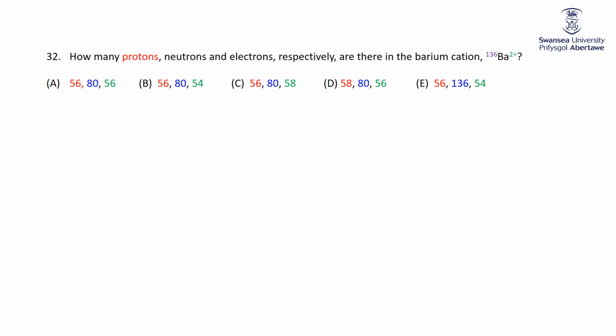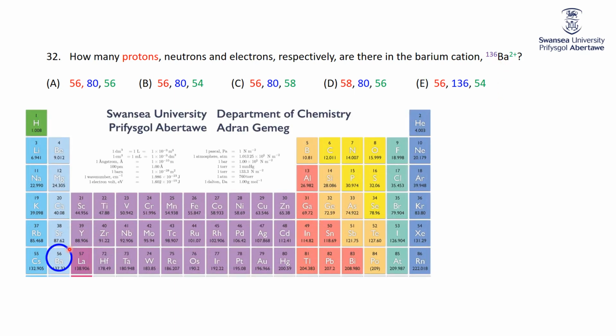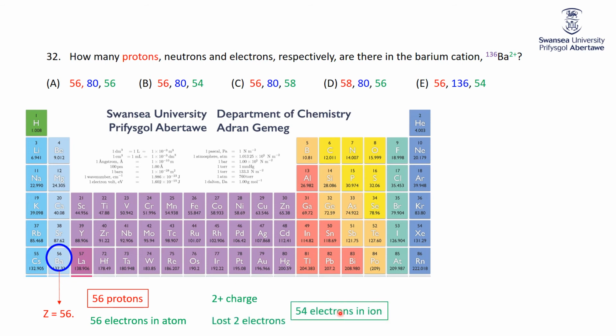Protons, neutrons, electrons in barium cations. Here we're matching up the end with the start. So let's see what we know. Here's barium down there. It's got 56 protons. So Z is 56, so we can eliminate immediately answer D where it's saying 58. Now ordinarily in an atom there would be 56 electrons, same as the number of protons, but we've got 2 plus, so we've lost 2 electrons, so we've got 54 electrons. So we want something that's got 56 and 54, so now we're either B or E, 56 protons, 54 electrons.